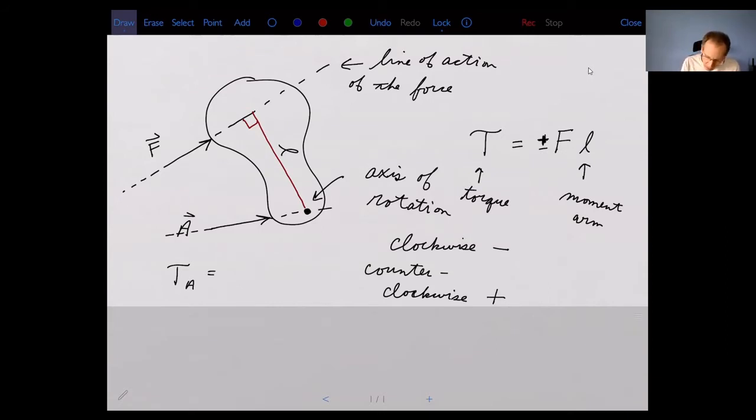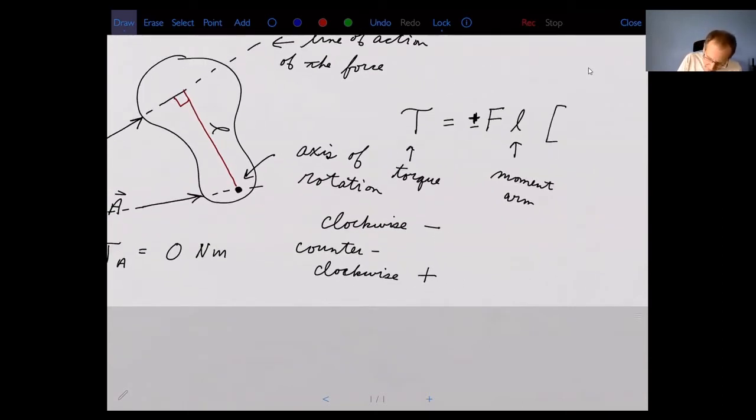But what is the moment arm in this case? Well, the moment arm is the perpendicular distance from that line of action to the axis of rotation, but that's zero, right? Since the line of action is going right through the axis of rotation, there is no distance between those two. So in any case that you have a force that passes right through the axis of rotation, its torque is going to be zero. And by the way, the units for torque, since it's a force times a length, are newton meters. So these units over here should be newton meters.